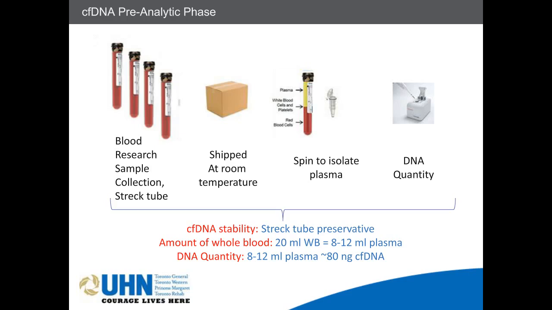Once the samples are received at our site, we spin to isolate the plasma, and then from the plasma extract the cell-free DNA, which we then quantify. So in the study I'll speak about, we collected cell-free DNA in Streck tubes, as I mentioned. We did collect about 20 mLs of whole blood, which resulted in approximately 8 to 12 mLs of plasma. And from the 8 to 12 mLs of plasma, the median was about 80 nanograms of cell-free DNA that we extracted.